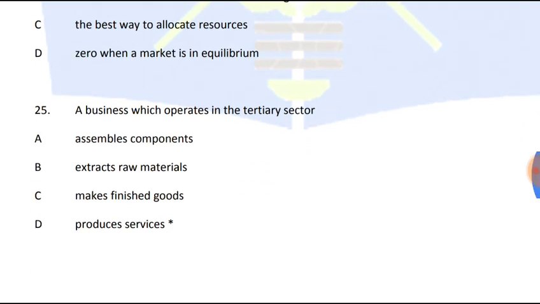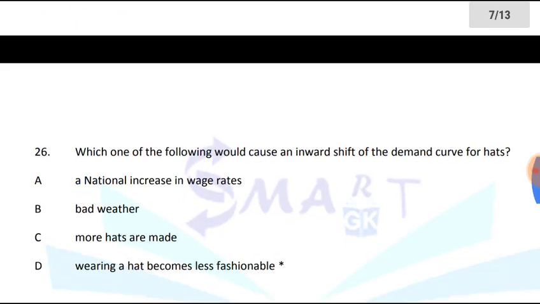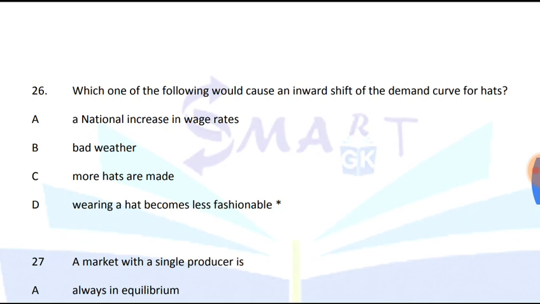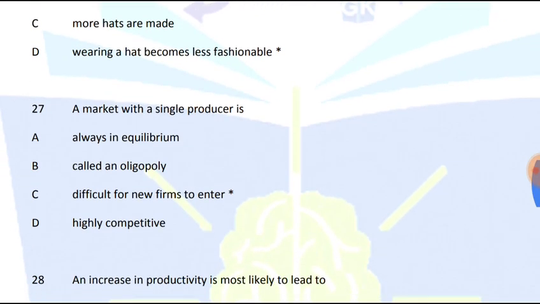The next one is, a business which operates in the tertiary sector produces services. The next one is, which one of the following would cause an inward shift of the demand curve for hats? Wearing a hat becomes less fashionable. The next question is, a market with a single producer is difficult for new firms to enter.